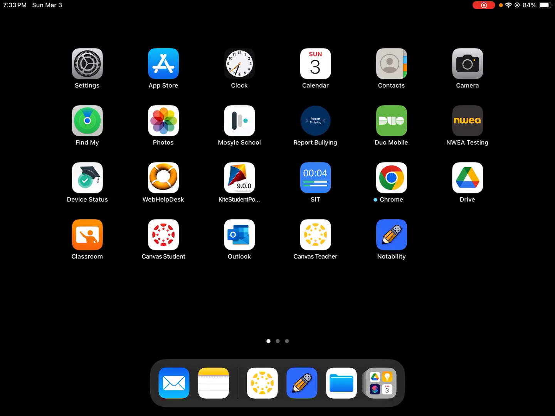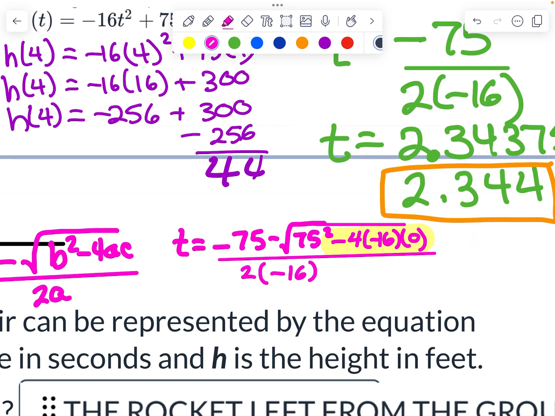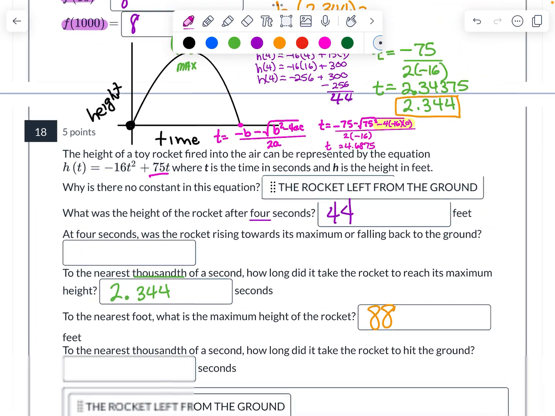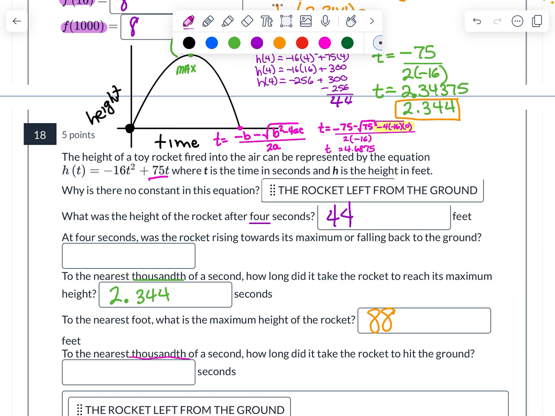You can type it all in your calculator. 4.6875 is how long it takes to hit the ground. And it wanted it to the nearest thousandth, so 4.688. So this would be falling, because it only took 2 seconds to get to its highest point. So at 4 seconds, it would definitely be falling. All right, that's that one.